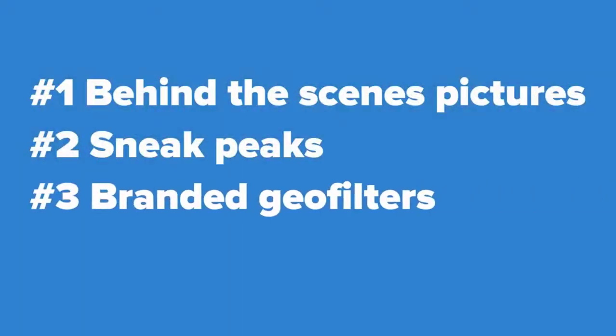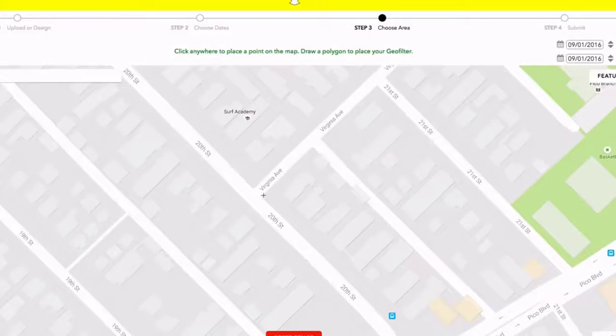But if you want to do something really unique and exclusive to Snapchat, you could create what's called a branded geo filter. Now, branded filters are just like the regular filters on Snapchat, except they're created by brands to promote themselves and whatever else. But a geo filter is tied to a location.